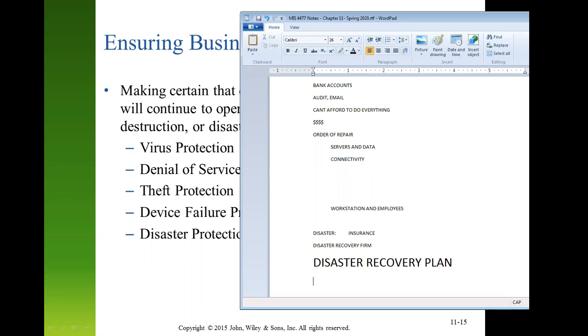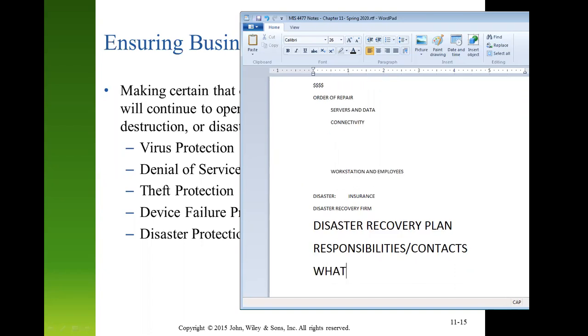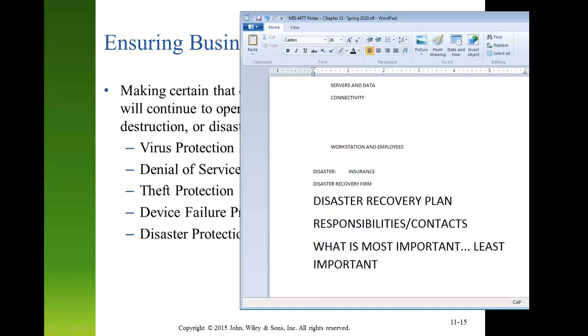A disaster recovery plan, and usually what we do as network managers these days is we download a sample, or we download a template, or we use something like a NIST disaster recovery guideline. What a disaster recovery plan is, it lists out things like responsibilities, who does what and their contact information. It lists out what is most important down to least important.